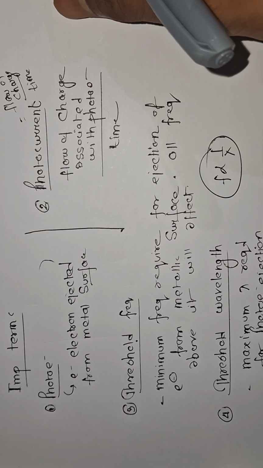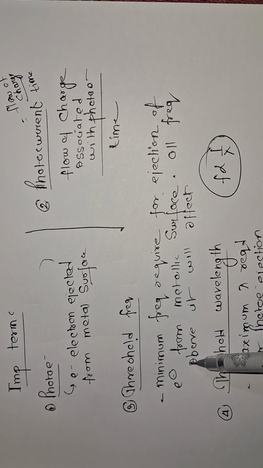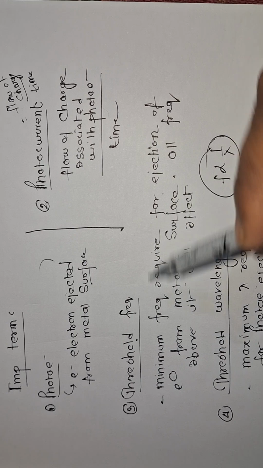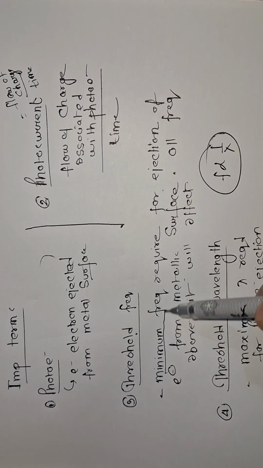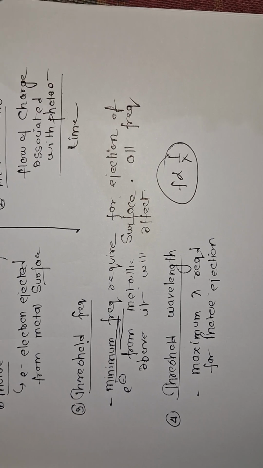The threshold frequency is basically the minimum frequency required for ejection of electrons from a metallic surface. As I have said earlier, the threshold frequency is the minimum frequency above which a metallic surface should be struck by light so that it ejects photoelectrons. Fine. So it is the minimum frequency required. Next we are going to start the threshold wavelength.